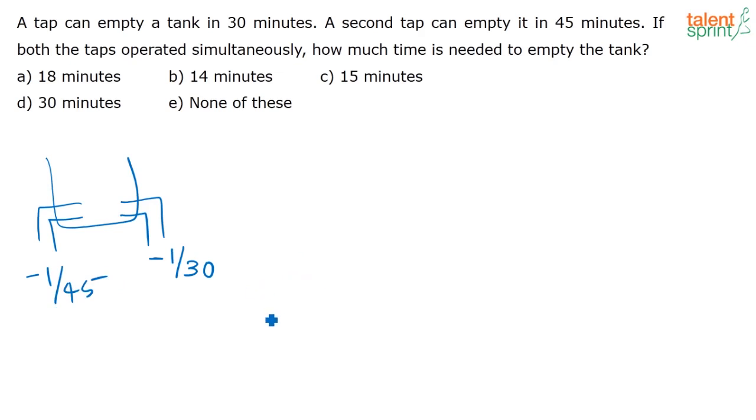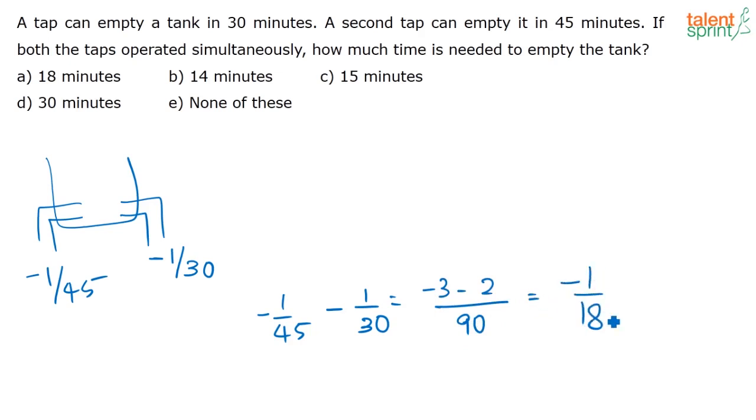So put together what will be the work done by both the taps in 1 minute? Minus 1 by 45 minus 1 by 30, right? So if you are taking LCM of 45 and 30, LCM is 90. So here you get minus 3 minus 2, that is equal to minus 5 by 90, or that is minus 1 by 18. So in 1 minute, this minus represents that they are emptying the tank.